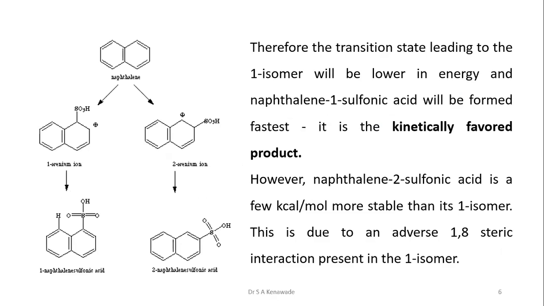Here, the naphthalene isomer produced with lower energy, naphthalene-1-sulfonic acid, results from the kinetic controlled product. And at the higher temperature, more energy is available, so the 2 isomer will form. Naphthalene-2-sulfonic acid will form.